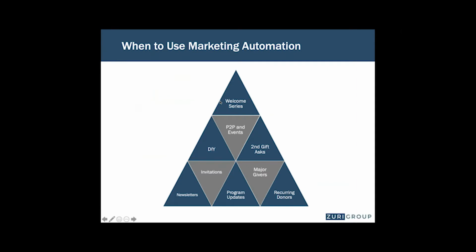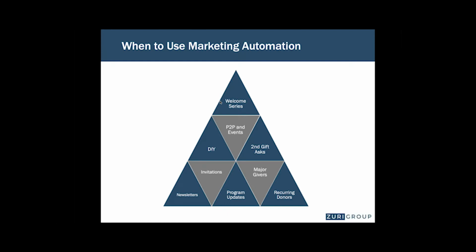So when do you use marketing automation is another question that came up. And if you are a newbie to this, you get to see that there are many ways that you can use marketing automation, and it's not just limited to this. Everything from a welcome series, as I mentioned before, all the way through to communicating with your major givers, or sending program updates to key constituents who have a stake in a certain program that pushes your mission forward, recurring donors, newsletters, all of these great things can be automated and really work for you.